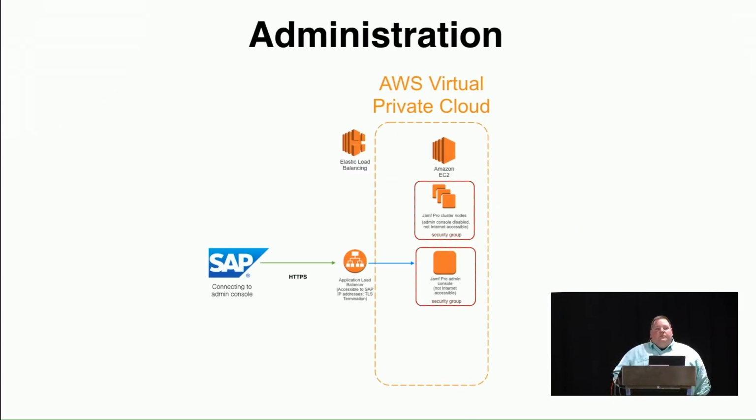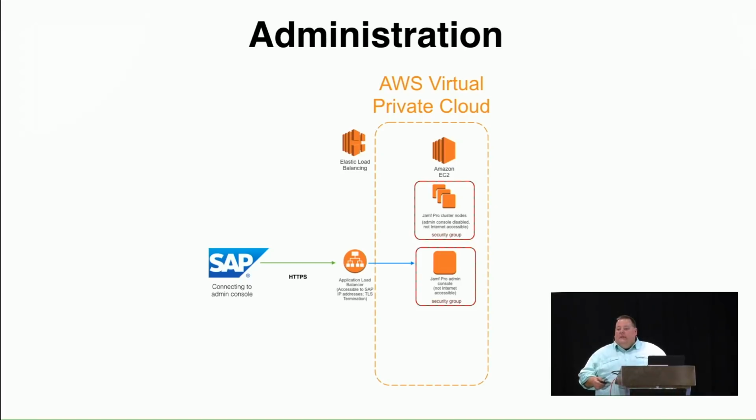So we use the following methods to administer our Jamf Pro service. First is, of course, we're using the Jamf Pro admin console, and the second is that we're administering our VMs in EC2 using EC2 Systems Manager. So the Jamf Pro admin console, as mentioned, is enabled on one Jamf Pro instance in our cluster, and this instance uses a separate load balancer and DNS address than the one used for client management communication. This separation allows the Jamf Pro admin console to only be accessible from the SAP network.